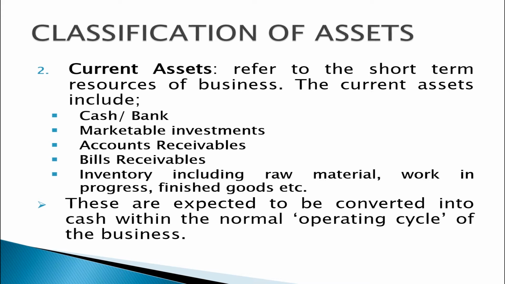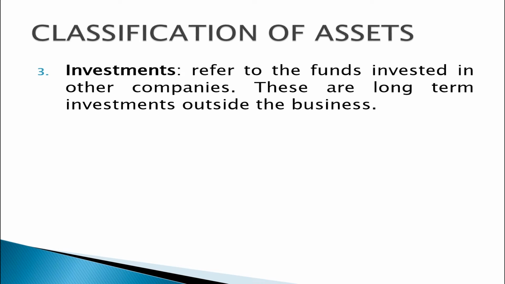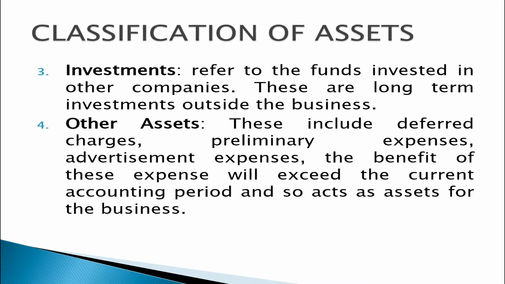And third type of asset is investments. Investment refers to the funds invested in other companies. Now, these are long-term investments outside the business. And the last one is other assets. These include deferred charges, preliminary expenses, advertisement expenses. The benefit of these expenses will exceed the current accounting period and so acts as assets for the business.